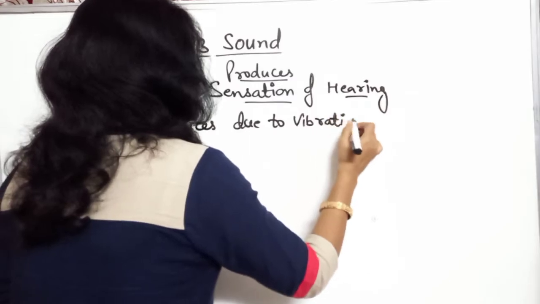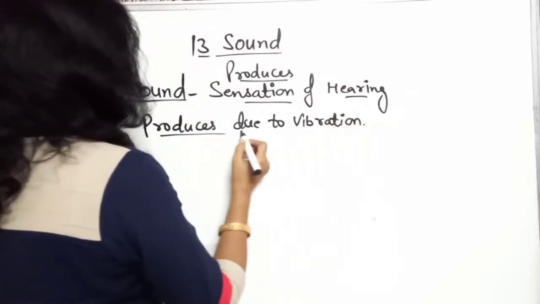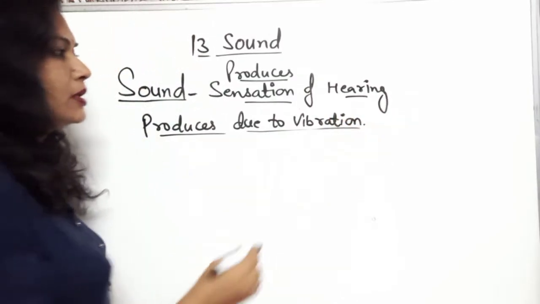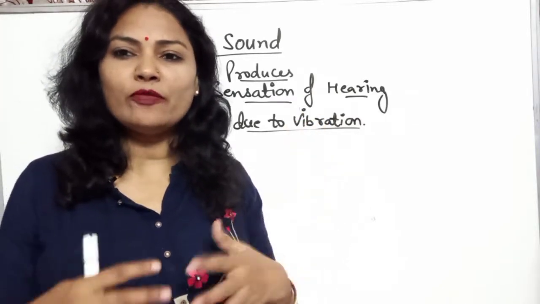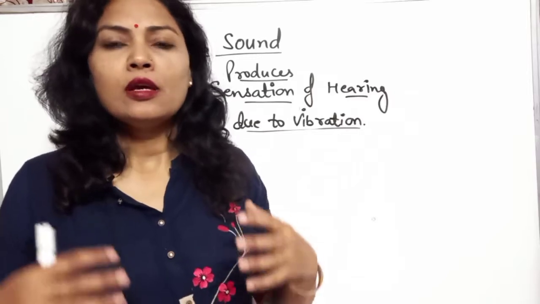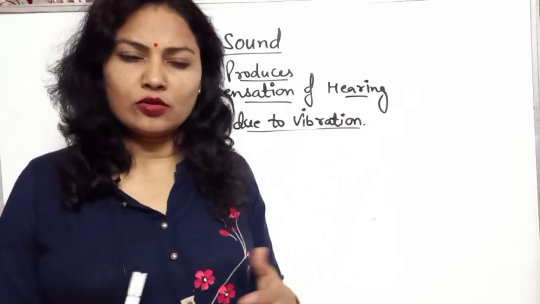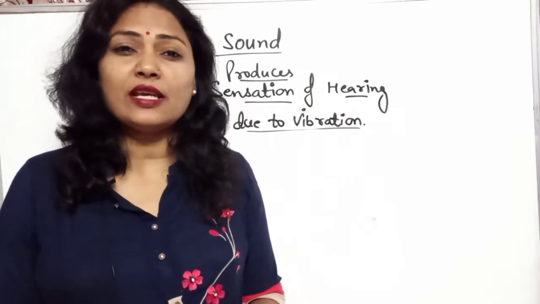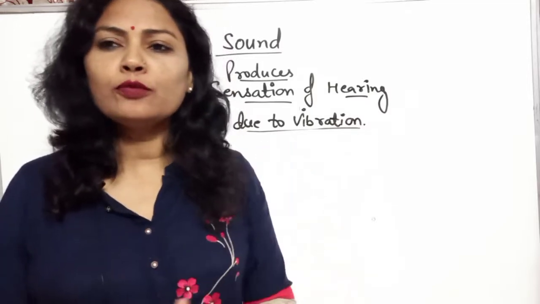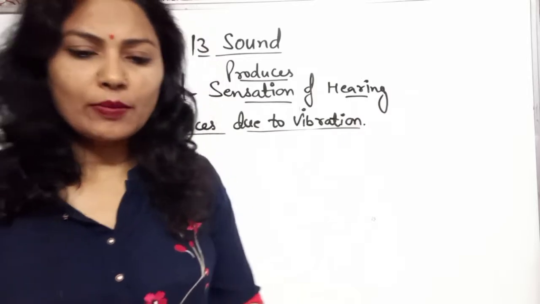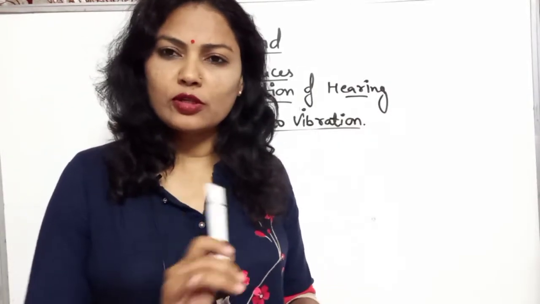Okay. Actually without vibration sound is not possible. So due to vibration the sound is produced. If something vibrates in to and fro motion, then the sound is produced. So what is vibration? Vibration, we can say the to and fro motion or back and forth motion of an object is known as vibration, like that. To and fro motion will be there.